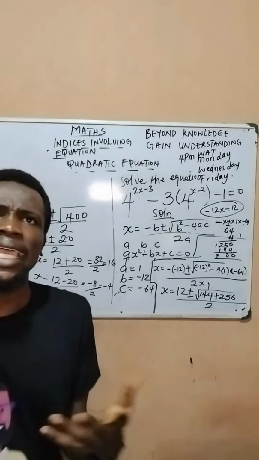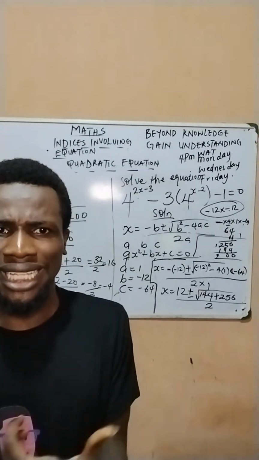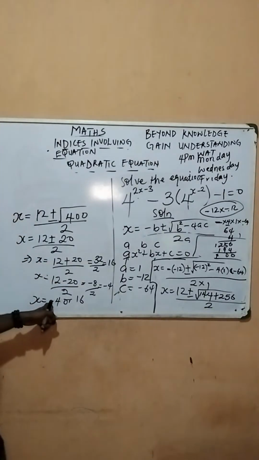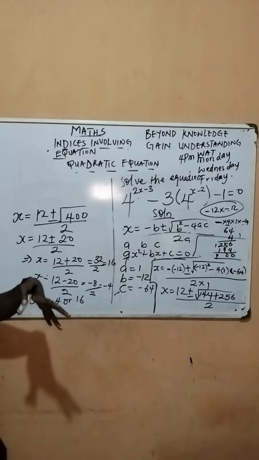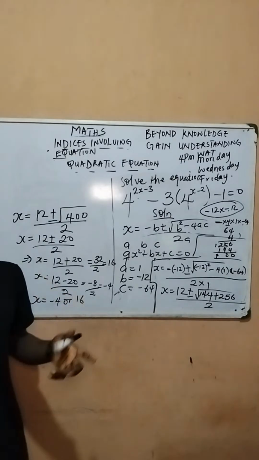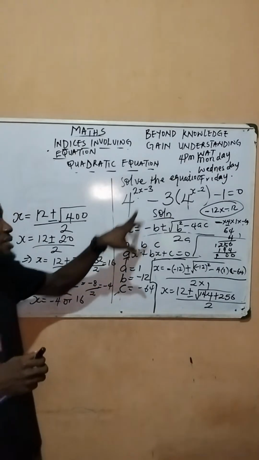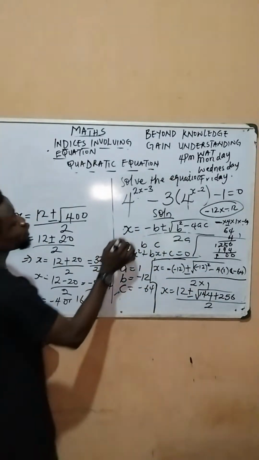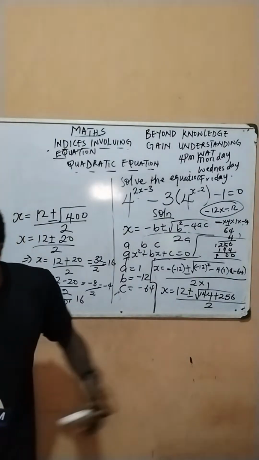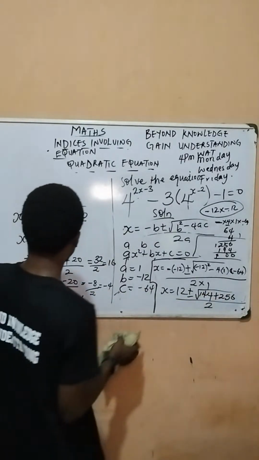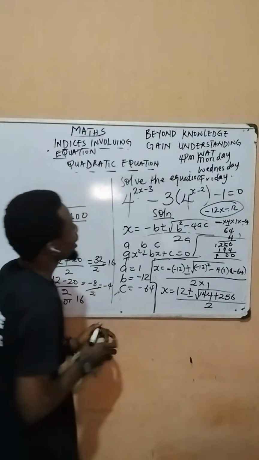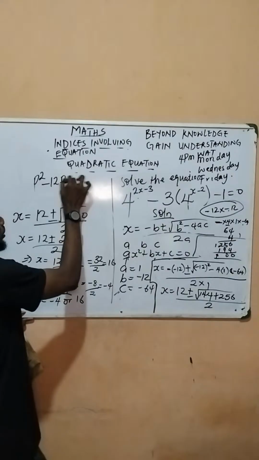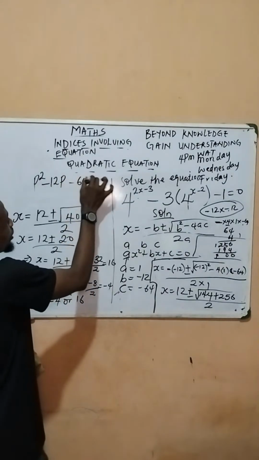But we can't really take that, because what we're looking for is p. I forgot to mention, I used the x variable to solve because of the general form of the quadratic equation. But what I was supposed to use was p, because the quadratic equation we are considering is p squared minus 12p minus 64 is equal to 0.